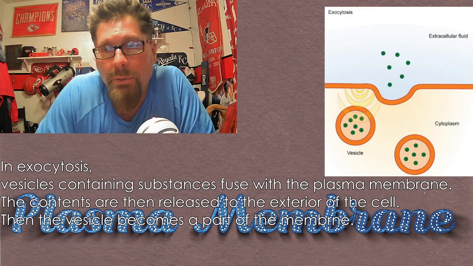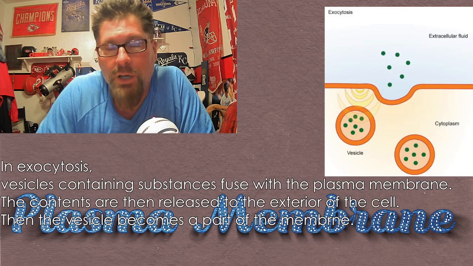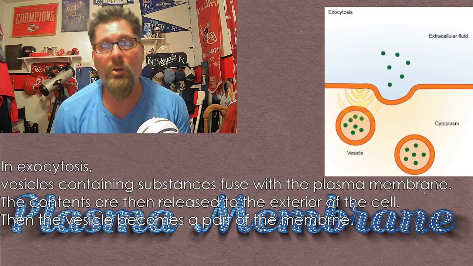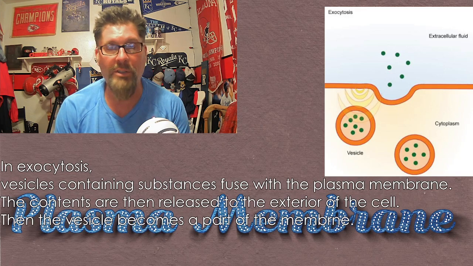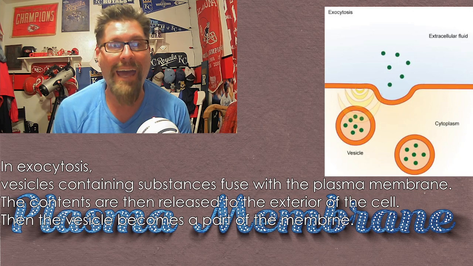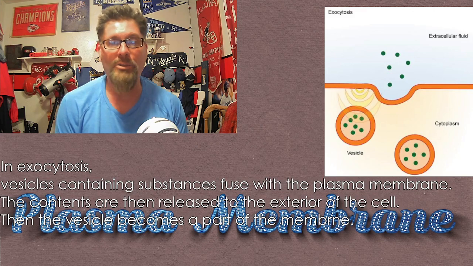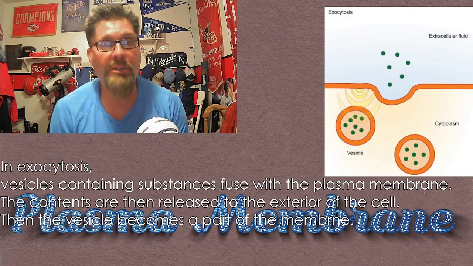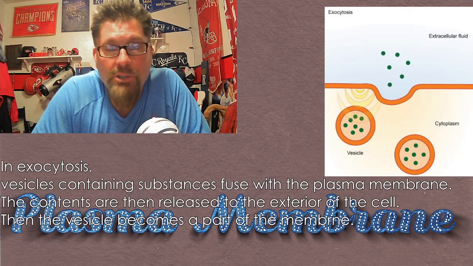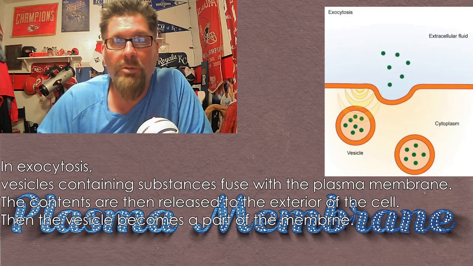But then what happens is the vesicle remains a part of the membrane. So in the first three we saw, the membrane gives up a little bit of itself to make a vesicle. In this case, the vesicle adds to the membrane's amount and remains with it. Again, that just speaks to the flexibility, the adaptability of the membrane to do all those different types.